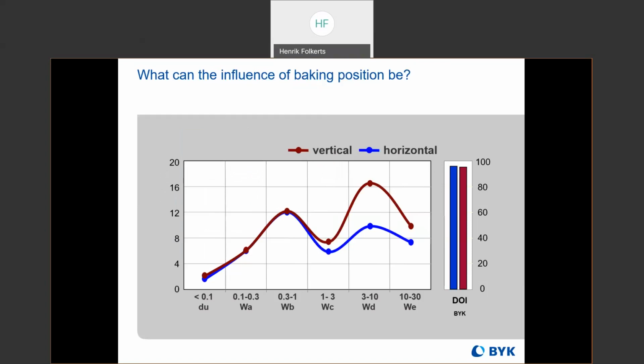Here again, we have two surfaces, one painted in the vertical and one in the horizontal position. You can see that the short wave is pretty much identical. The dullness, WA, WB, they're pretty much identical between these two surfaces. But once you get into the longer wave structures, the WC, WD, WE, you can see that the baking position is going to influence heavily the amount of long wave structures in the surface.